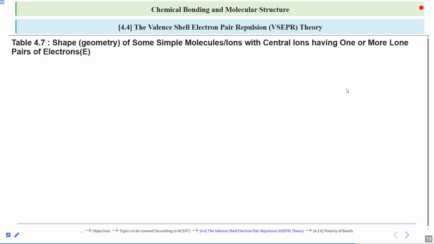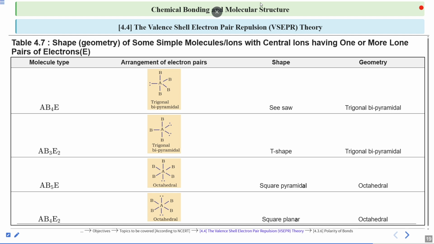Let us move on to the next set of the atoms. So the next set of atoms have 5 as the coordination number. You can see it here. 5 bonds are formed, or you can say 4 bonds and 1 lone pair, AB4E. That will result in a seesaw structure, seesaw shape, okay? And the geometry would be trigonal bipyramidal.